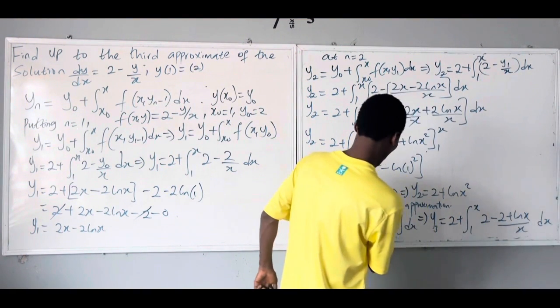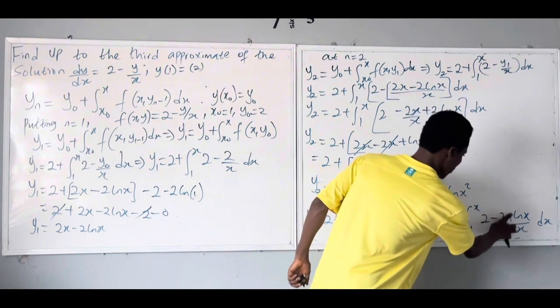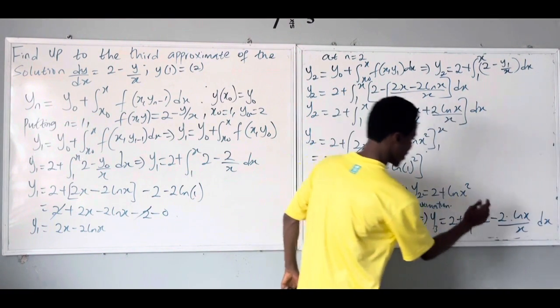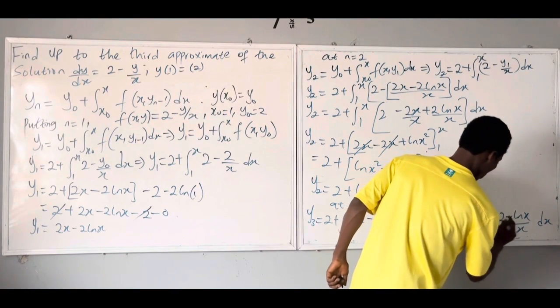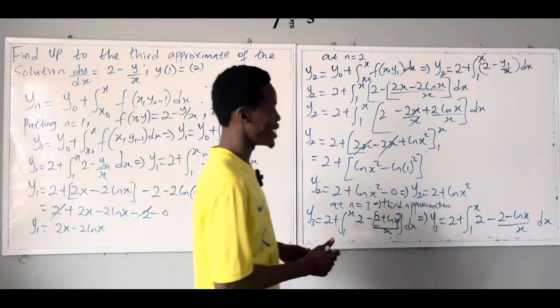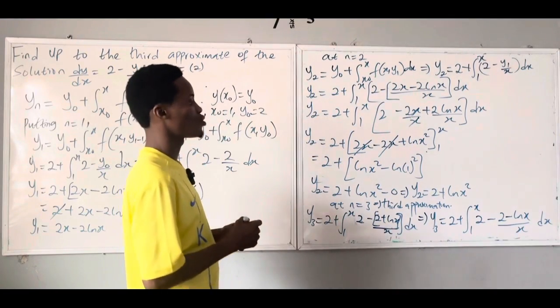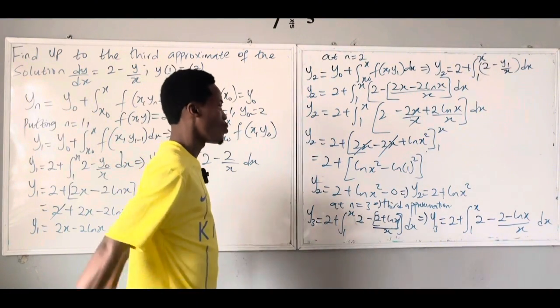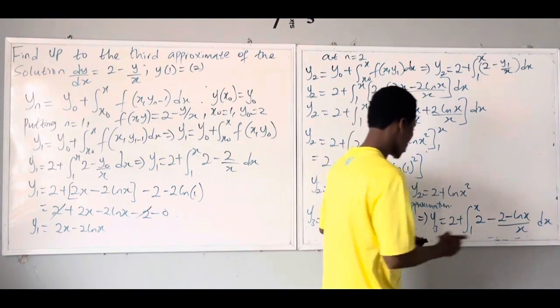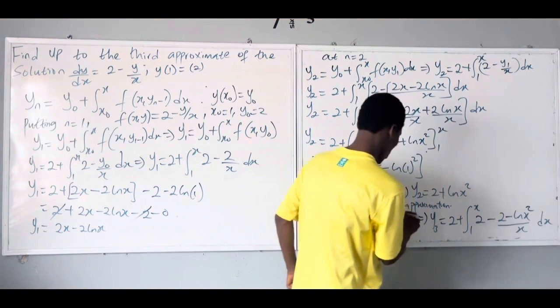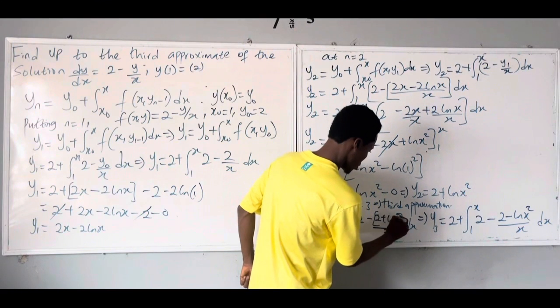So this is minus times 2 is 2. Minus times plus is what? Minus. You are going to have minus. That is 2 minus 2 minus ln s over s. So if you integrate 2 minus ln s over s, what are we going to have? This ln s square, sorry. Ln s square.